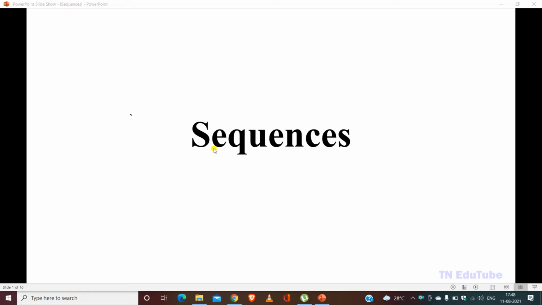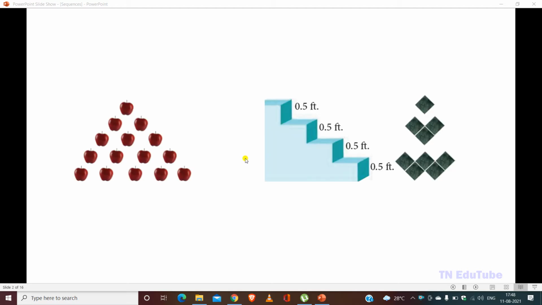Children, next we are going to learn the sequences. Sequences. See the picture. There is some pattern or arrangement in these pictures, isn't it? Here some apples are arranged. Here one step is there. Here also some tiles will be arranged.